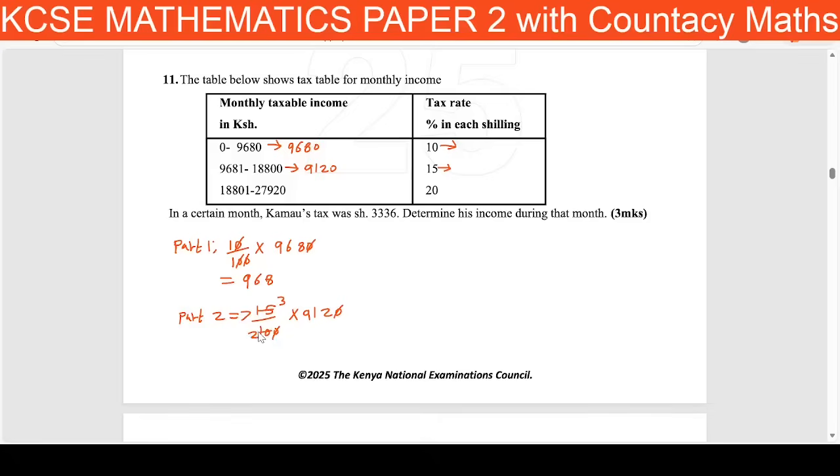Yeah, you have to be very careful. Divide by 2, 1. Divide by 2. What do we get here? Yeah, 912 divided by 2, that's 456. 456 times 3, that's 1368.